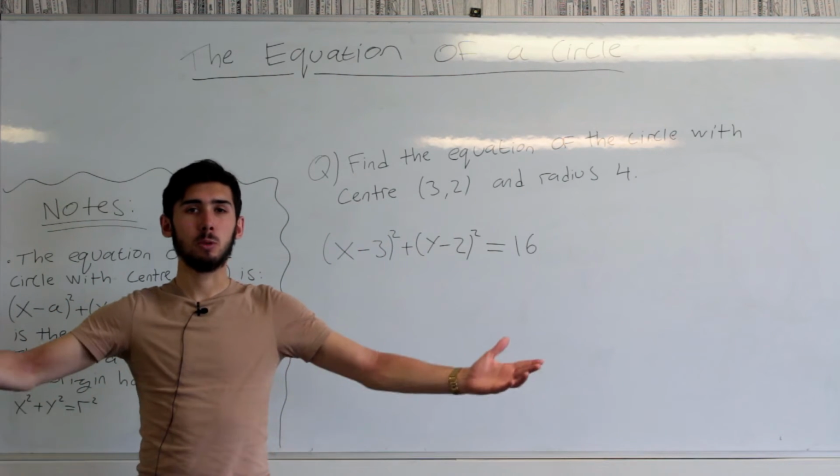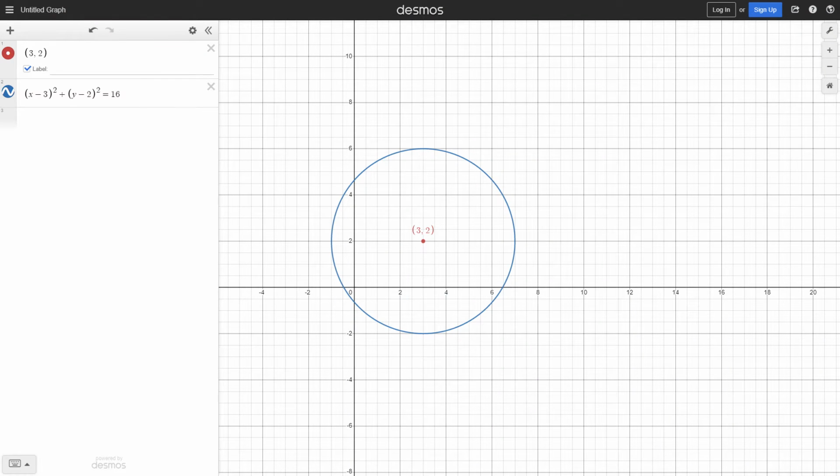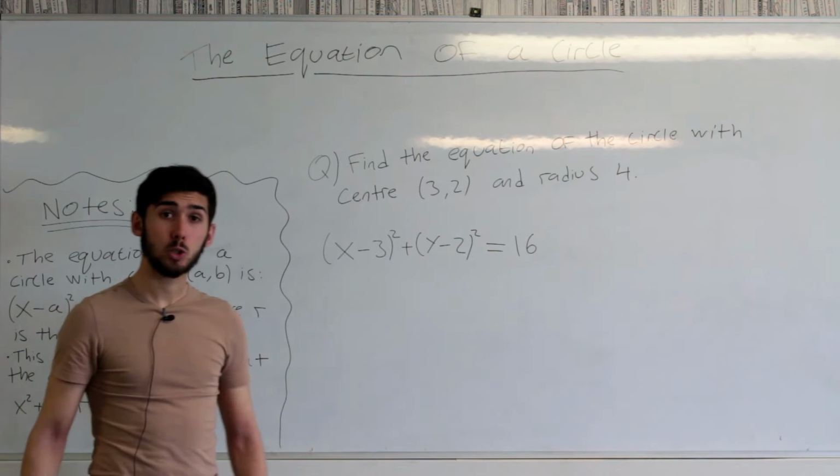So this is the equation of the circle. I will now put it up on Desmos so you can see what this looks like. It's going to have a center of (3, 2) and a radius of 4. This is the equation. There you go. You can see it right now on Desmos. It's beautiful. Okay, let's try out another one.